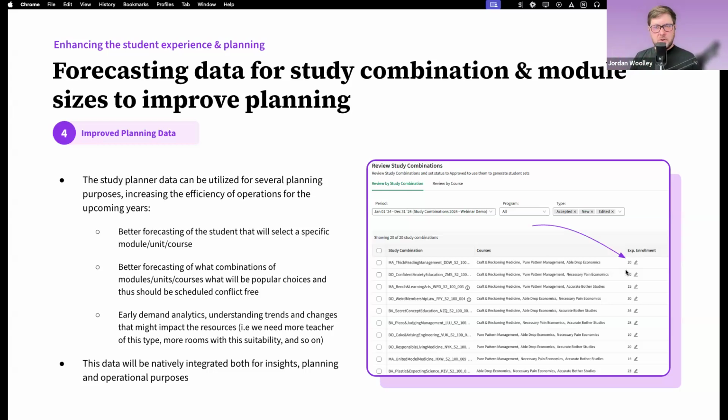Now, of course, this is not just natively integrated into our study combinations tool for the purpose of building a timetable, but because it all, again, sits on a single database, it's able to be used for reporting and insights and planning. And that can also be leveraged for things like financial planning to see how things will align to budget and other factors, because this is such a comprehensive system.